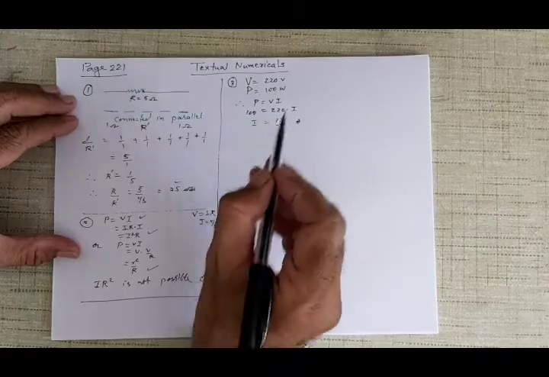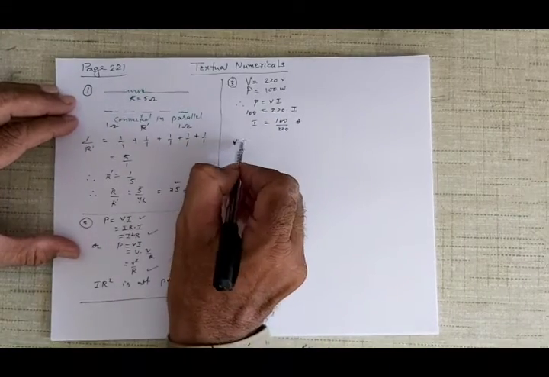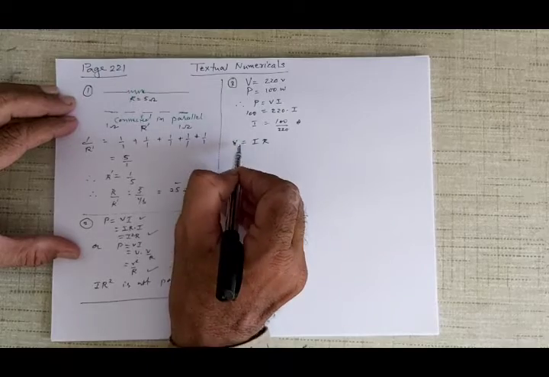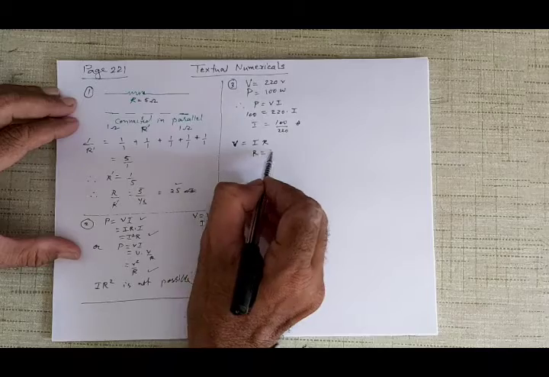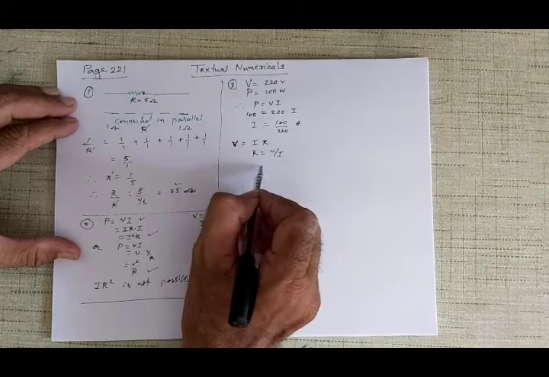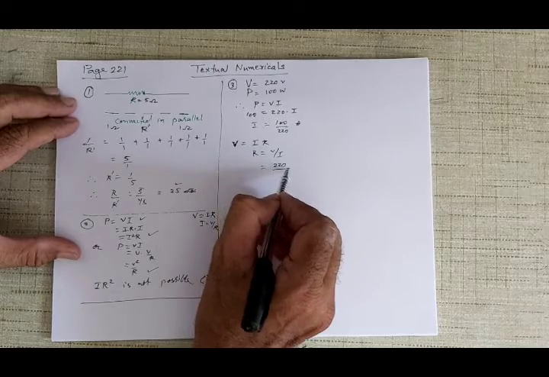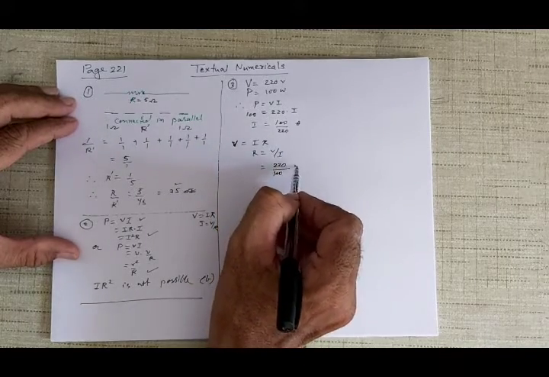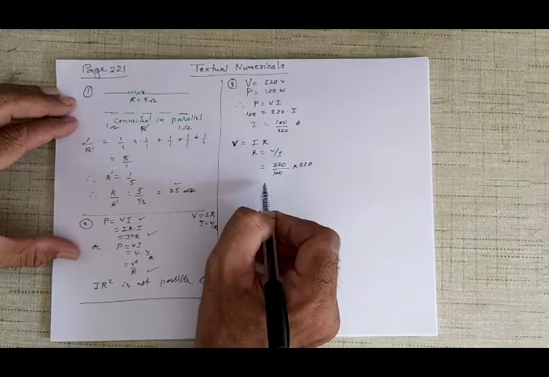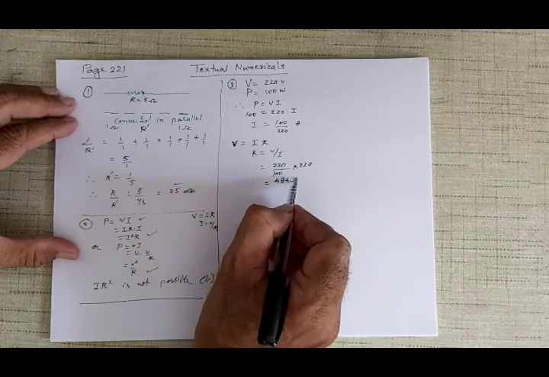So many amperes. Also, we know that V is equal to I into R. So the resistance of the bulb will be V upon I. V is given as 220, upon I, which is 100 upon 220. So 220 comes up, and 22 into 22 gives 484 ohms.